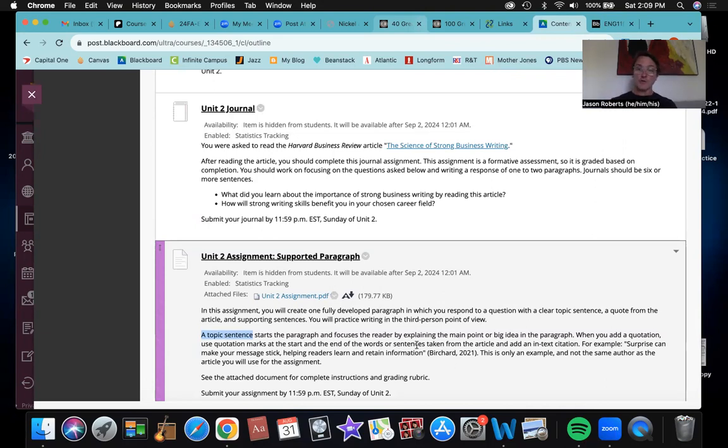Make sure you read all the instructions. Here's some good information about using the in-text citation, about how to quote from the article. That's right here. Everything you need is right here. But if you're struggling, if you're having a hard time figuring things out, email me. But you've got to email me early in the week so we have time to maybe go back and forth if we need to.